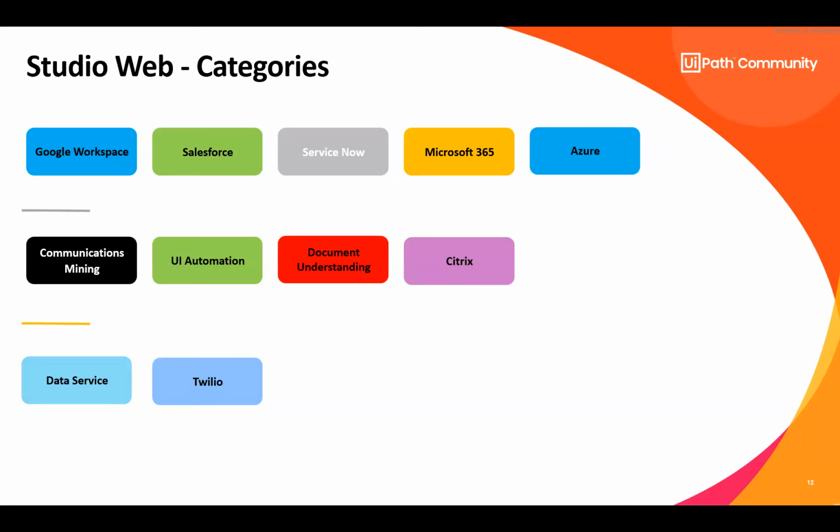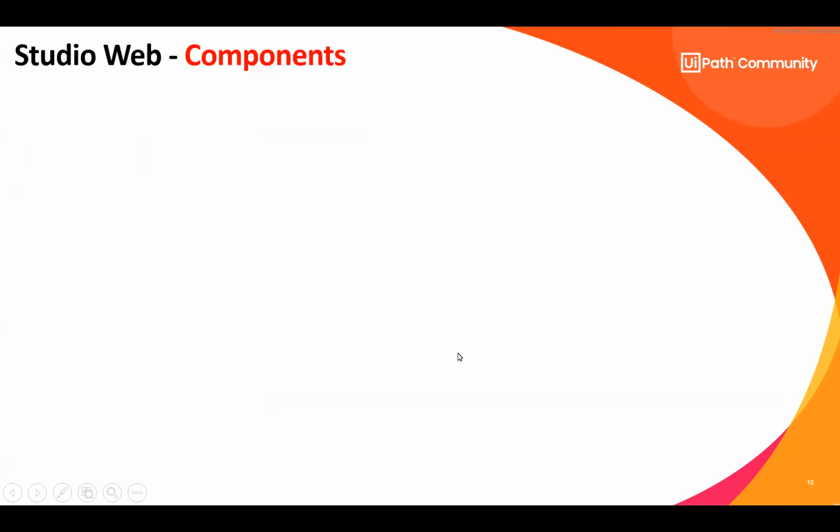Now we will focus on the important ones. You can work with Google Workspace, you can work with Microsoft 365, you can work with document understanding, and also you can automate UI applications using Studio Web. So don't assume that Studio Web is only for automating online applications. It is also used to automate UI applications. Okay. And then you can work with data service and Twilio. And stay tuned for more categories in the upcoming releases.